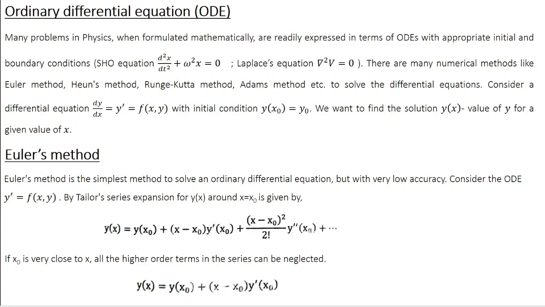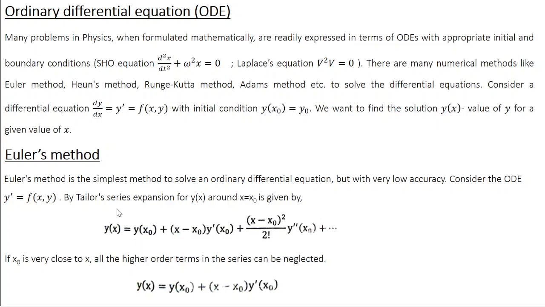Let's now talk specifically about Euler's method. So this is one of the simplest methods to solve ordinary differential equations, but the downside is that its accuracy is pretty low. Now let's consider the general form of the ordinary differential equation y prime equal to f of x, y, and our aim is to find y of x, and we are given the initial condition y of x naught equal to y naught. Okay. Now what we are going to do is we will try to write y of x in terms of y of x naught.